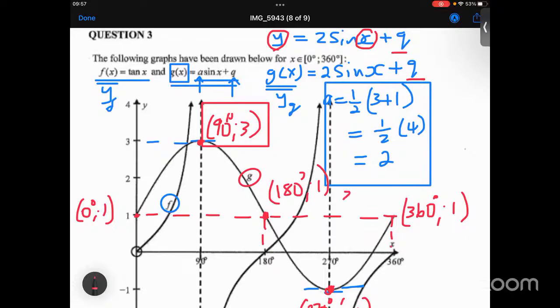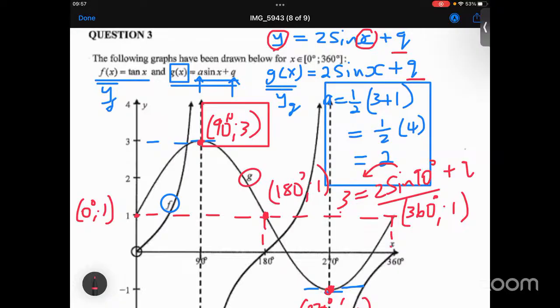So let's see. You have 3 equals 2 sine of 90 degrees plus q. So let's punch 2 sine 90 degrees. What do we get? It gives us 2. When you take 2 to the other side, it becomes 3 minus 2, which equals 1. So q equals 1. Something of that nature, honorable member. You just need to be very careful in terms of how you work it out.